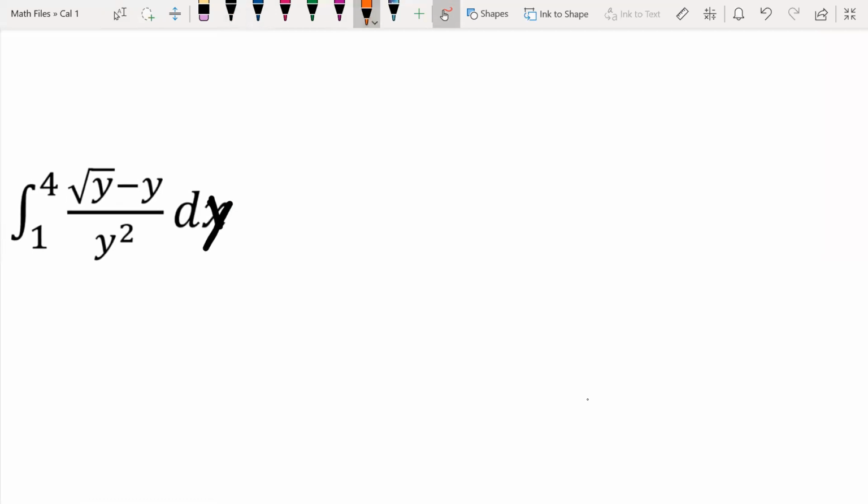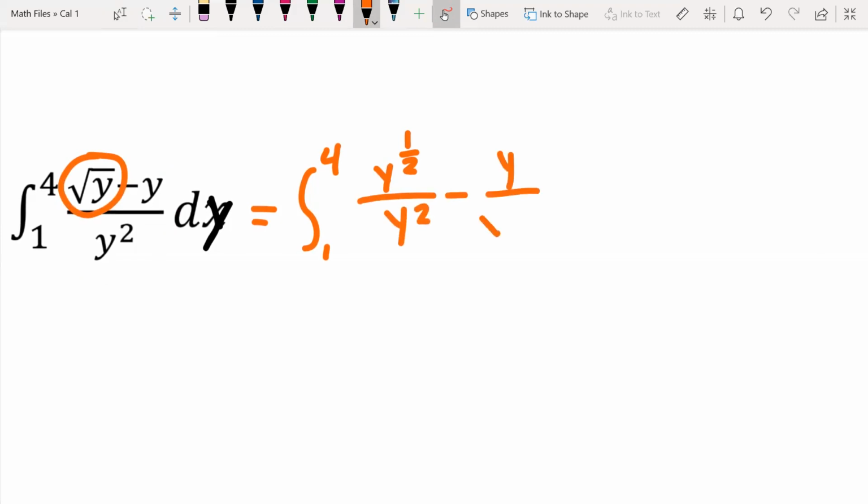Okay. So here we go. We have some cleanup to do, of course. So here's the integral from 1 to 4. And we see we have two terms in the numerator over the same denominator. I'll first rewrite this one, square root of y, as y to the 1/2 over y squared minus y over y squared dy.